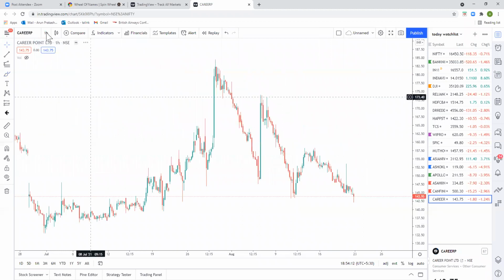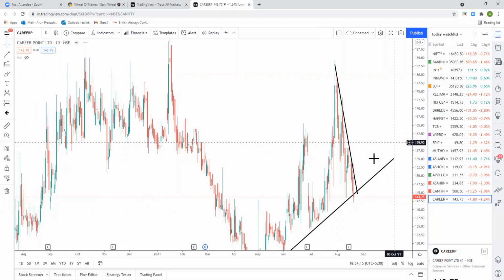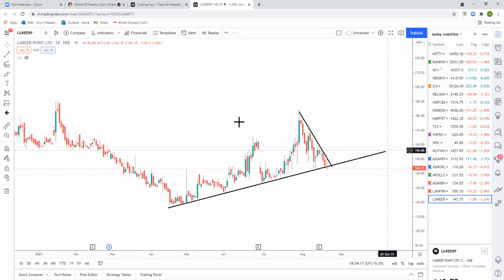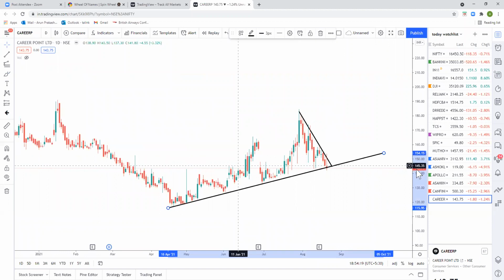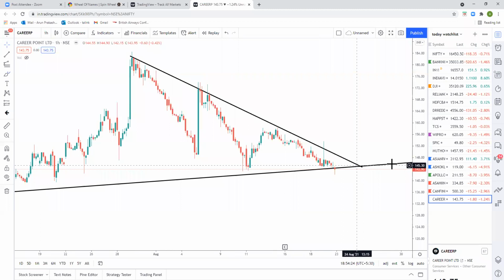So now Carrier Point. Carrier Point again, the pattern structure is good. So again in Carrier Point, wait for a breakout above this trend line. So you will have a good momentum.